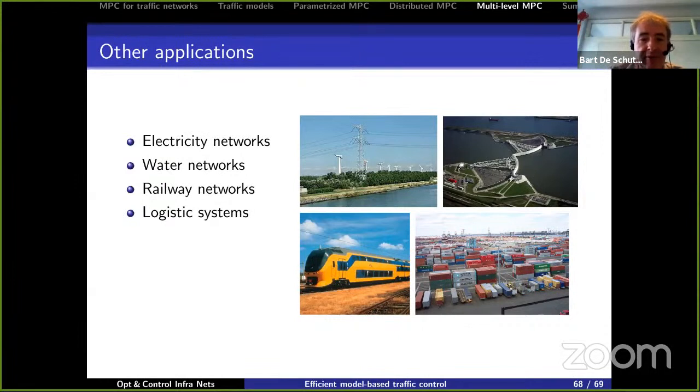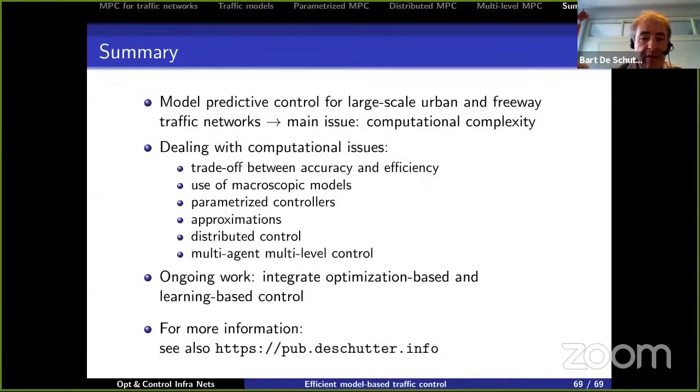So that means that the networks that have been considered today would also be generalizable, and the approaches for MPC, parameterized MPC, distributed MPC, multi-level MPC, can also be applied to smart grids, water networks, railway networks, and logistic networks, because at some high level of aggregation, we can describe all these networks using similar dynamics. Of course, you still have application-dependent knowledge and information that you should include, but the main message is that similar strategies can also be applied here.